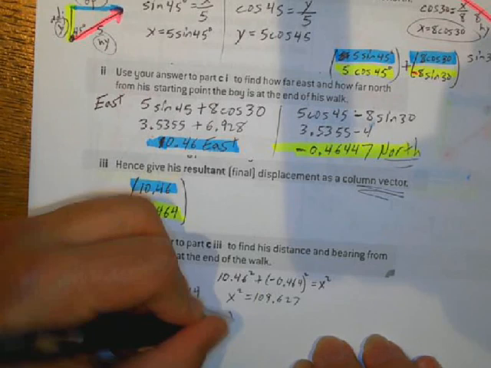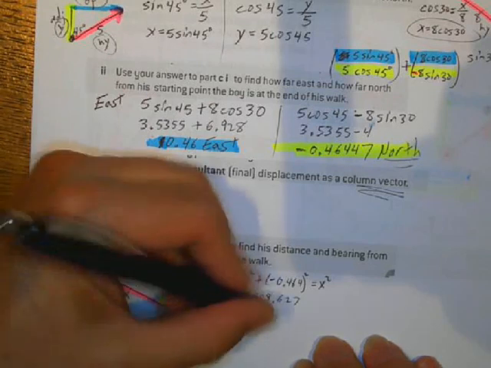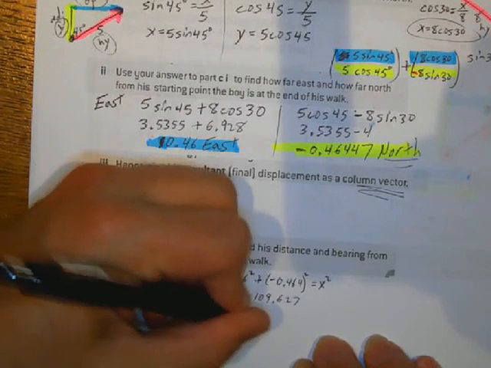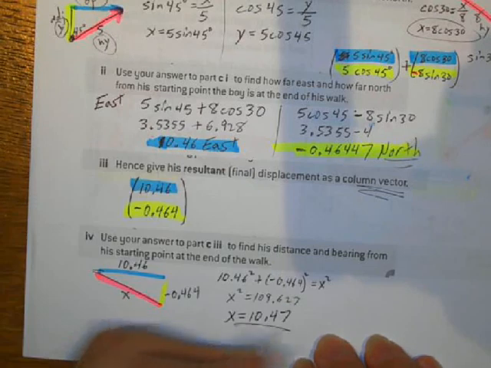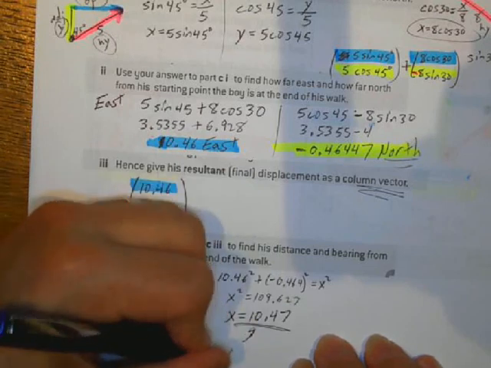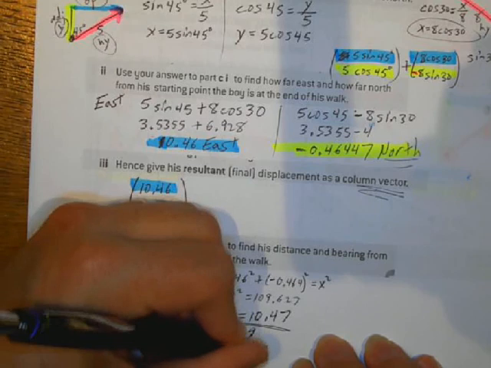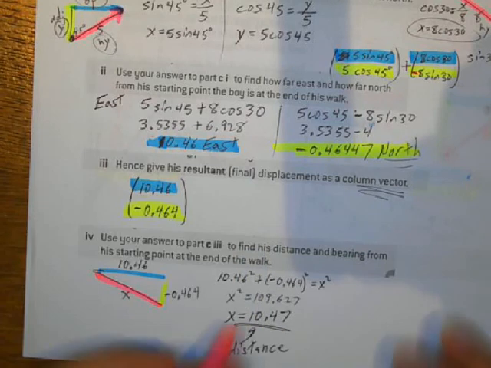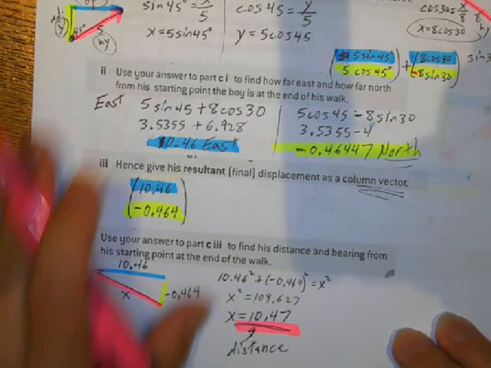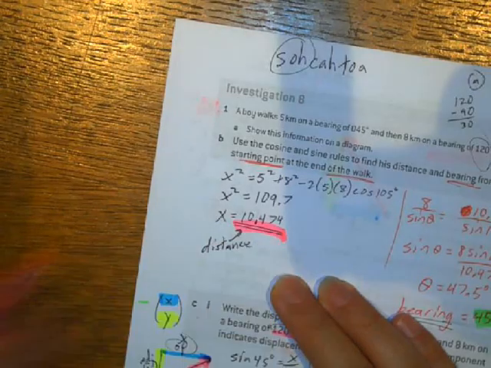Okay, so this distance is 10.47. This is our distance. And you're going to see that this distance matches what we did in part B.